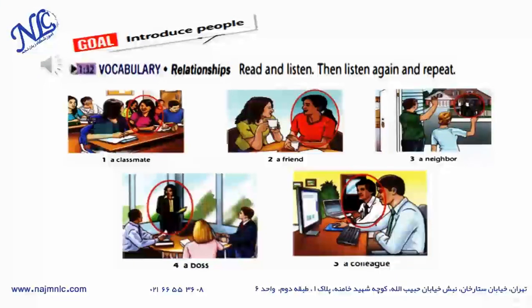Look at the pictures, please. Here we have 5 pictures. Listen to the items. Listen to the relationships. Unit 2. About people. Page 12. Exercise 1. Vocabulary. Relationships. Read and listen. 1, a classmate. 2, a friend. 3, a neighbor. 4, a boss. 5, a colleague.